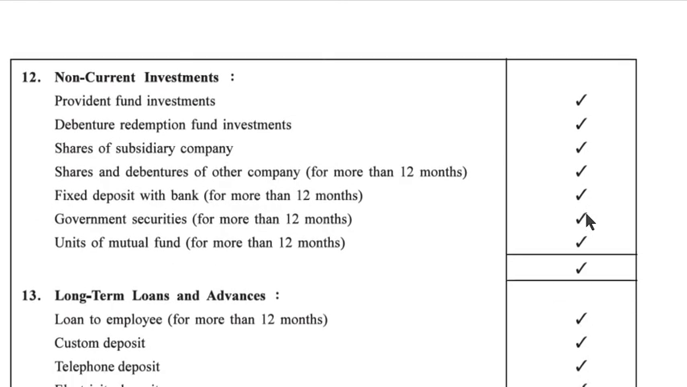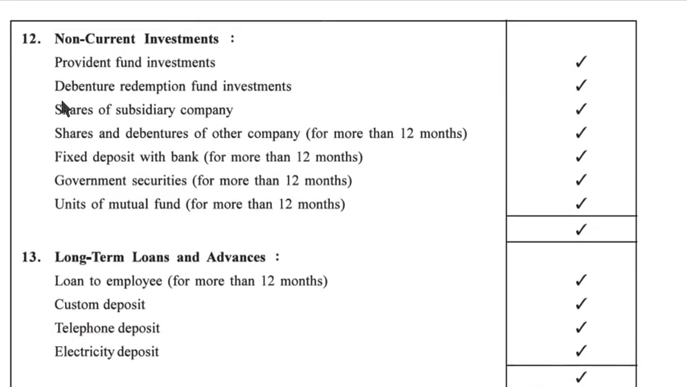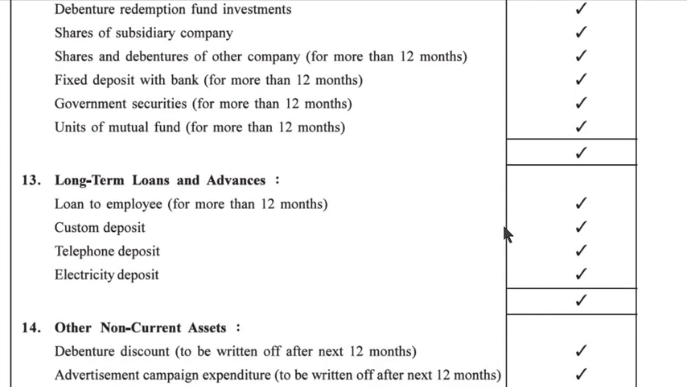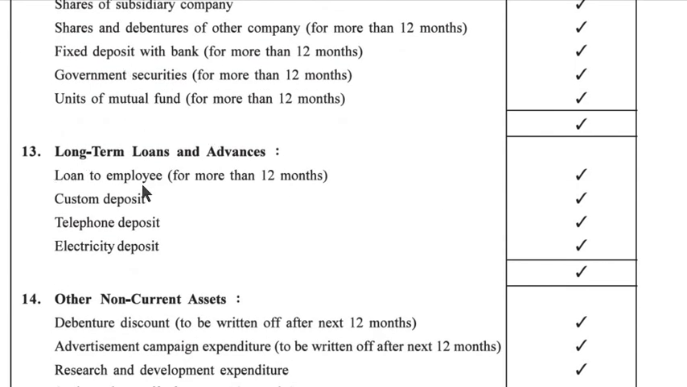Afterward, non-current investment. In non-current investment, there is provident fund investment, debenture redemption fund investment, share of subsidiary company, share and debenture of other company for more than 12 months, fixed deposit with bank for more than 12 months, government security for more than 12 months, units of mutual funds for more than 12 months. And afterward total. Long-term loans and advances: loan to employee for more than 12 months.